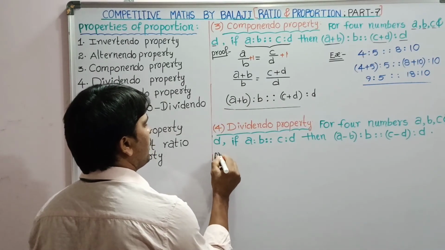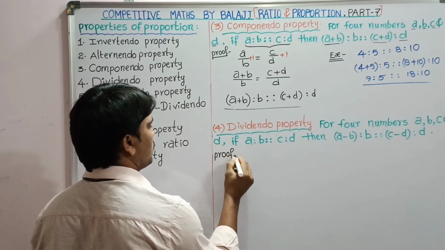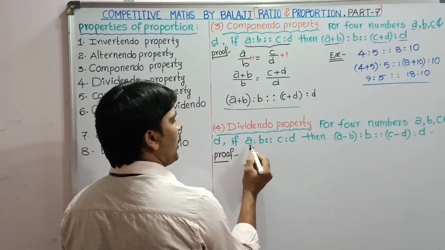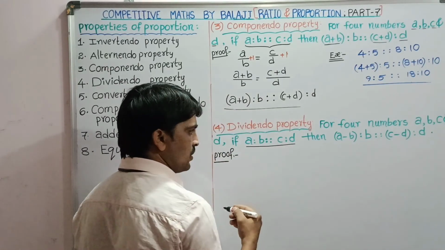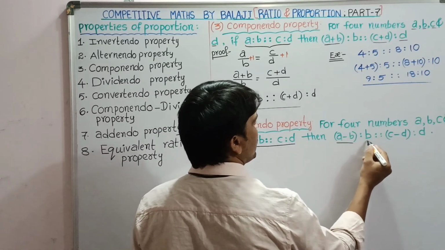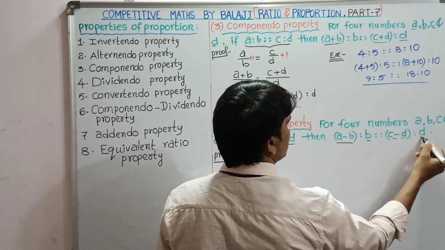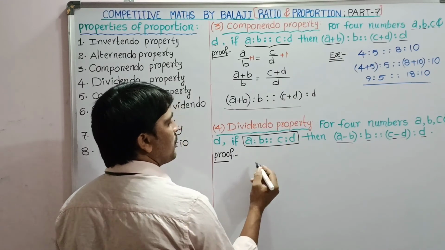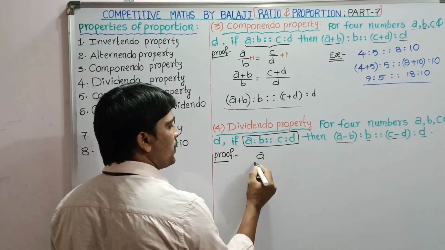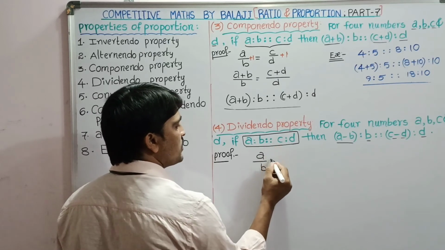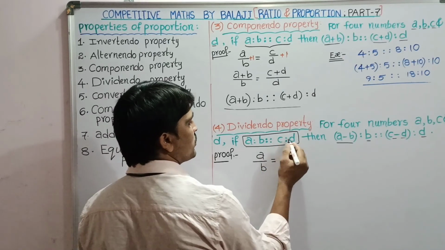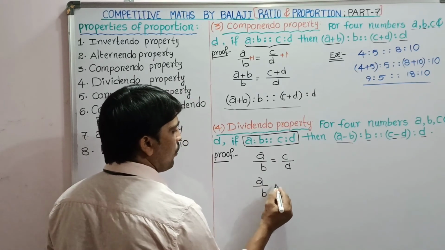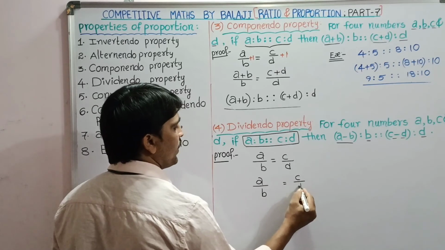Let us see the proof of the dividendo property. For four numbers A, B, C and D, if A is to B is as C is to D, then A minus B is to B is as C minus D is to D. We are given four numbers A, B, C, D in proportion, then A is to B can be written as A by B, is as, means ratio equality of ratios, that is C by D. A by B equals C by D.